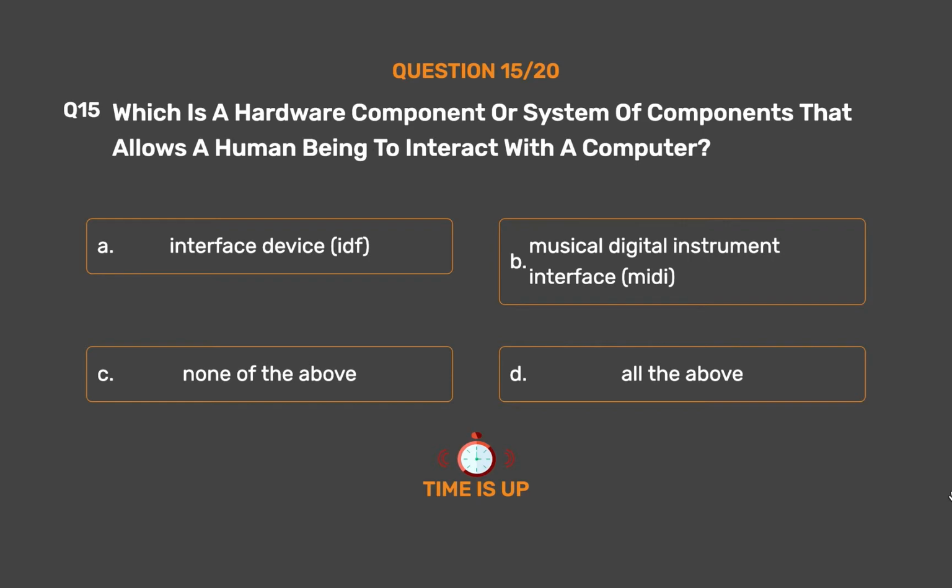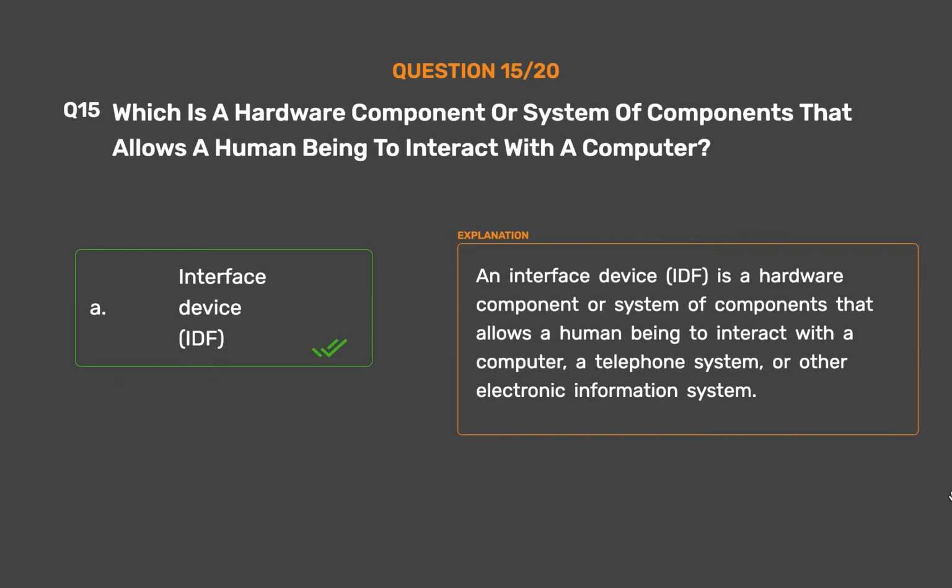The correct answer is Option A. Interface device, IDF. An interface device, IDF, is a hardware component or system of components that allows a human being to interact with a computer, a telephone system, or other electronic information system.